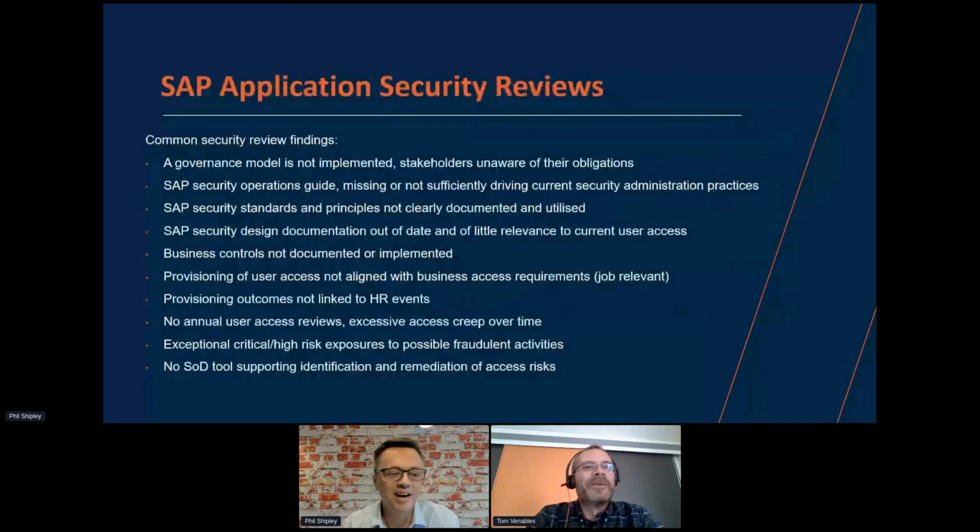Yes. So I just thought I'd run through a few typical findings when we do a review, and often when I do a review, I'm measuring against this framework. What elements of this framework does the customer have in place? And often a governance model is not implemented, and therefore stakeholders are not aware of their obligations. An operations guide is missing or not sufficiently driving administration practices.